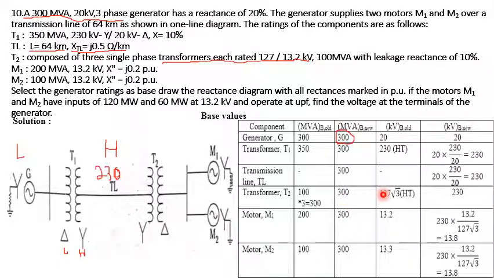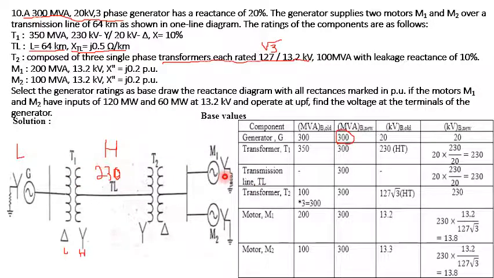So coming to the old value and new value, the old value you can see here is 127 into 13.2. What we need to do is multiply it by root 3 on the star side. 127 into root 3 gives 219.9, something like that. So similarly the value we get is 230 only.